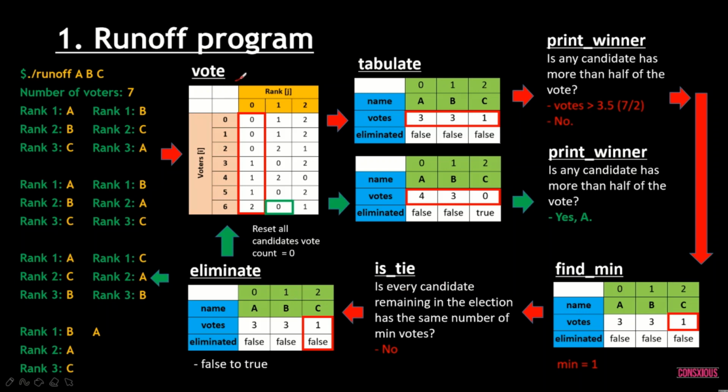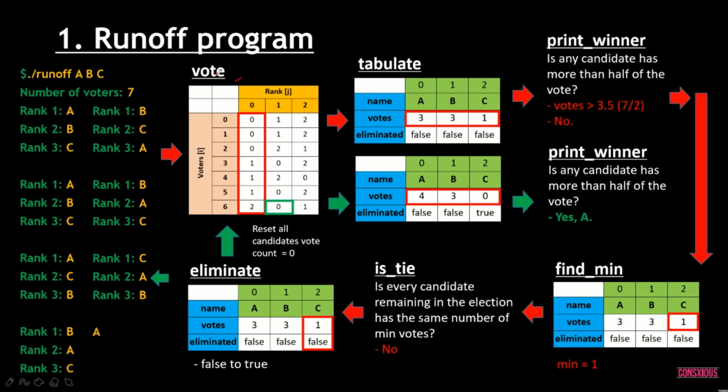The vote function is basically just to summarize all the data into this table. You can see the voters, there are 7, so 0 to 6. For rank, there are 3 candidates, so 0 to 2. Once we assign, for example, A as 0, B as 1, C as 2, we can simplify them into this table. So this is a simplified version.